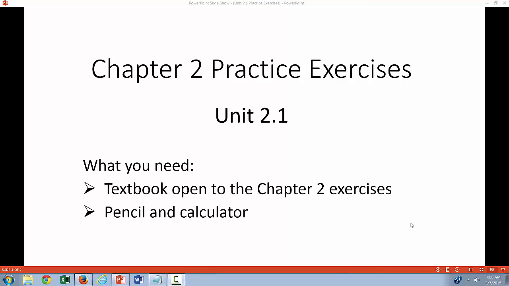Hello, this video will practice the Unit 2.1 concepts using two exercises in your textbook, exercises 2.1 and 2.4. You should have your textbook available, open to the Chapter 2 exercises, as well as your pencil and calculator.